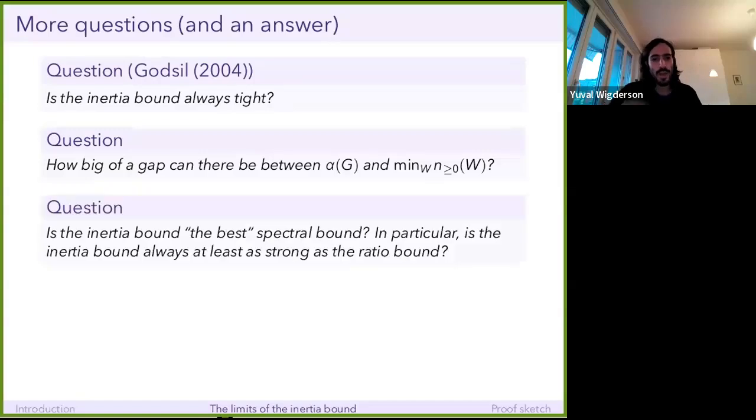Another question you could ask is, okay, maybe the inertia bound isn't always tight. I mean, we know it isn't, but maybe it's still somehow the best bound that you can get purely based on eigenvalues. It is a hard question to formalize, but you could ask whether the inertia bound is always at least as strong as the ratio bound, because that would show that it's at least better than this other spectral bound. These are two of the questions that we were thinking about. Basically the answer to both of them is no, and the answer to this one is pretty big.